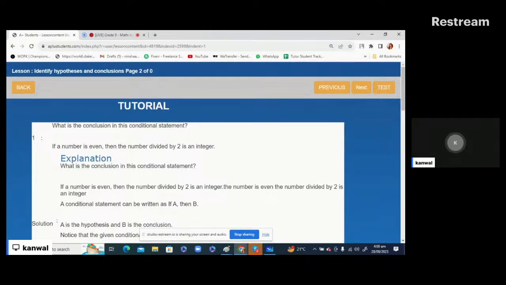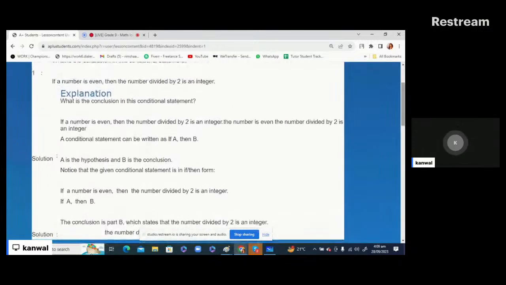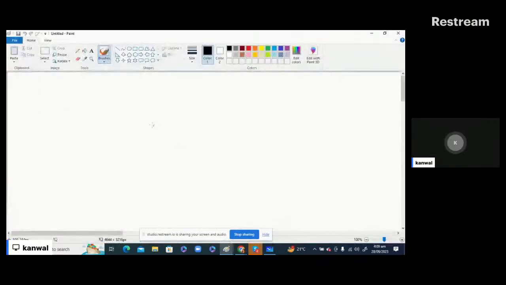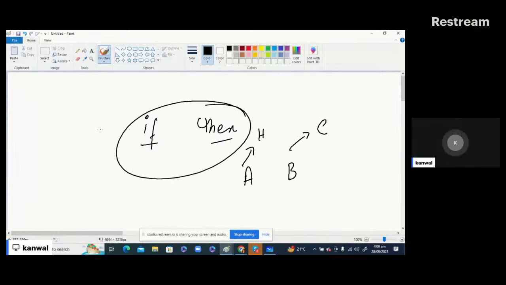Again, here is if and then. So we just divide it into two parts, A and B. The A part is always the hypothesis and the B part is always your conclusion. So we just check it: A is the hypothesis and B is the conclusion. There are two parts to a conditional statement, the if and the then. These are the conditional statements, and your part A and B are your hypothesis and your conclusion. And these both are the conditional statements.